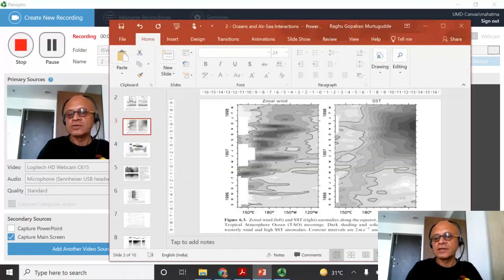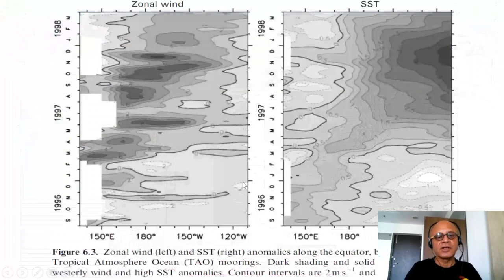Okay, sorry. So I had to stop that rather abruptly, but it doesn't matter. So we were looking at this figure, which is showing zonal winds and sea surface temperatures.